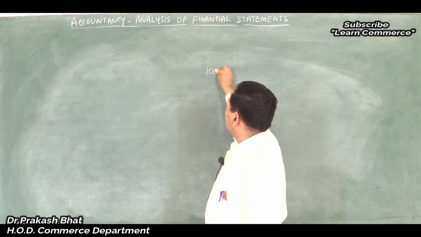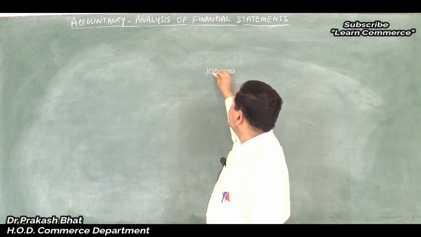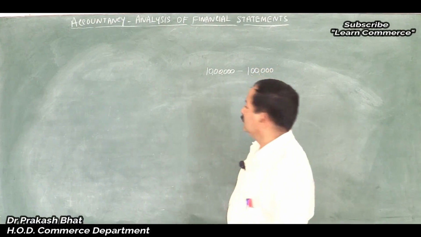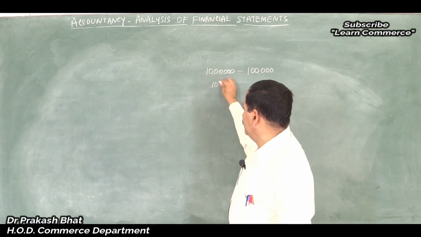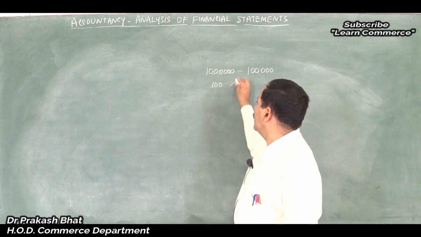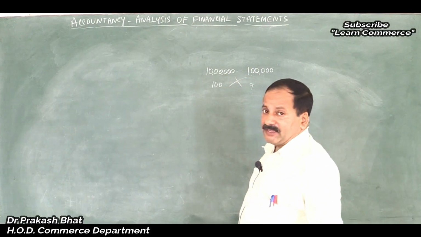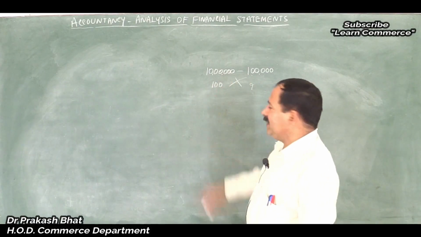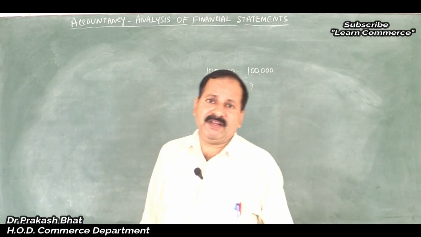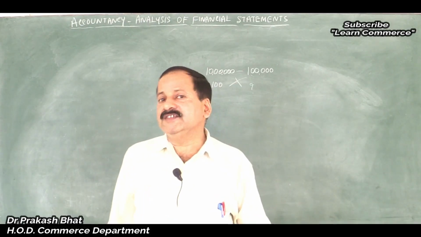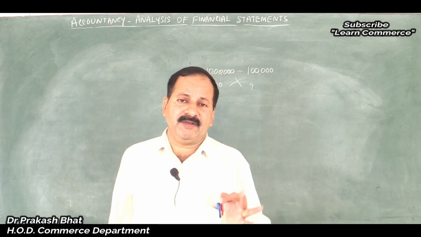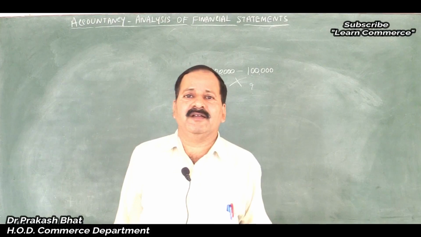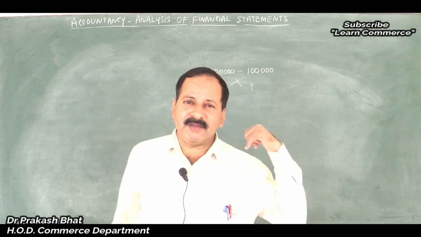Suppose for 10 lakh there is a decrease of rupees 1 lakh. How much is the percentage? For 100, how much? Cross multiplication: 1 lakh into 100 divided by 10 lakh, you will get the percentage. Very, very simple, friends. So this is how you have to write. That's all. Other than that, you need not do anything. Clear? Don't you think it is very easy?